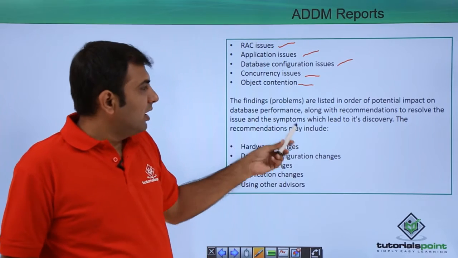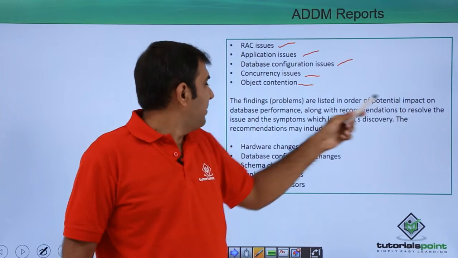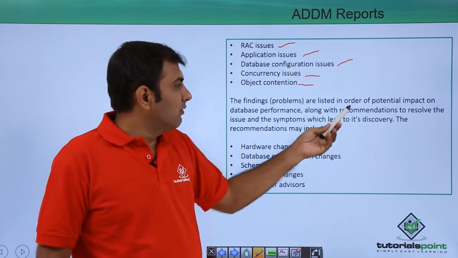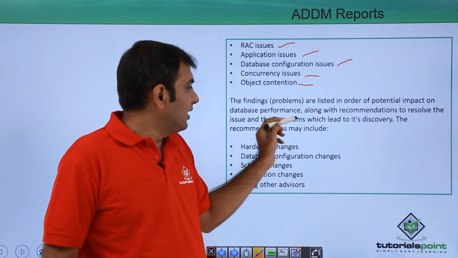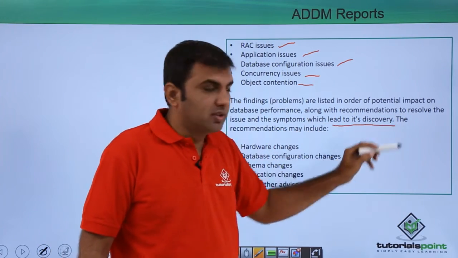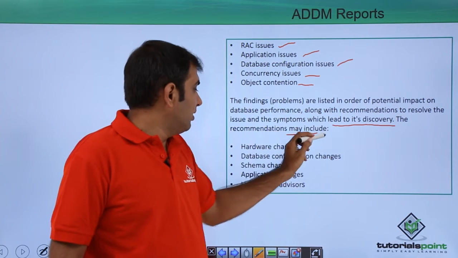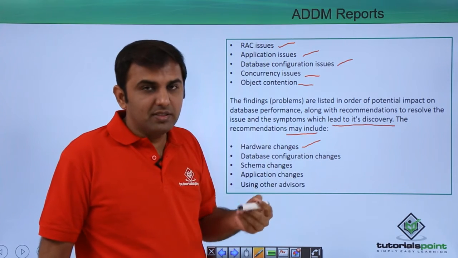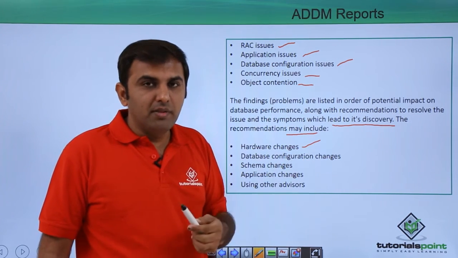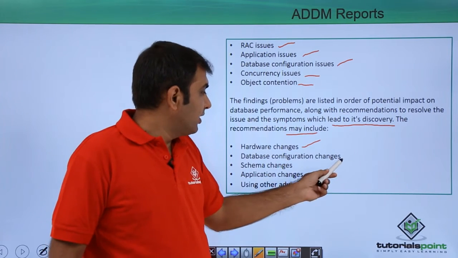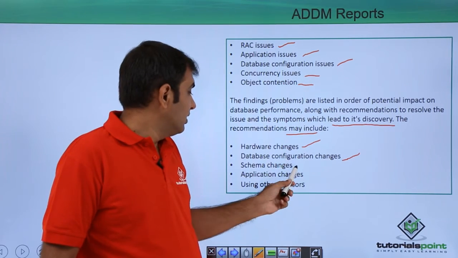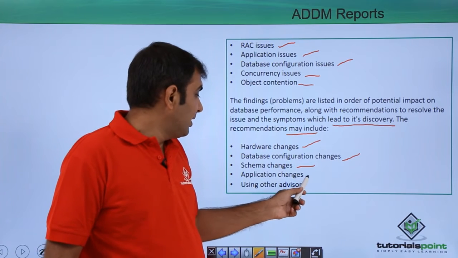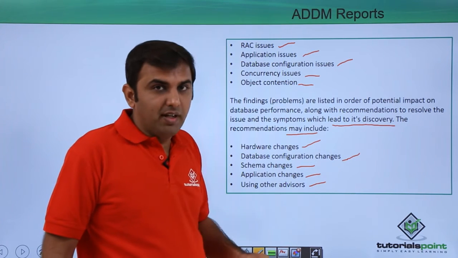So the findings are listed in order of their potential impact on database performance, along with the recommendation to resolve the issue and the symptoms which may lead to its discovery. Right? The recommendations may include hardware changes, like this hardware is not proper as your database load is very high, database configuration changes, parameter changes, schema changes, application changes and using other advisors.